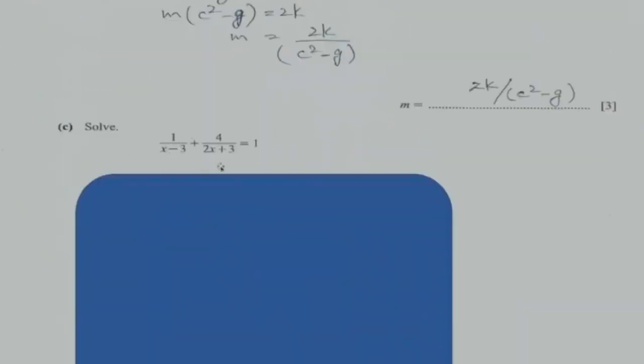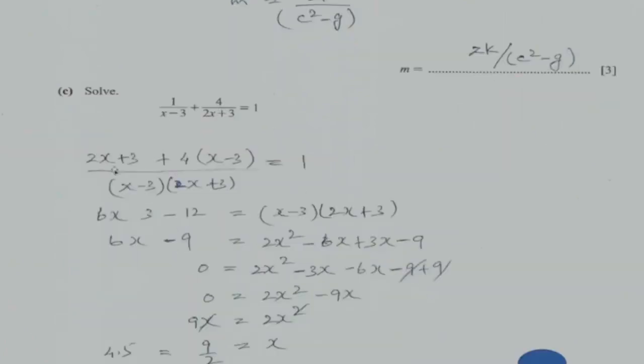Solve this equation. We have to get the denominator like x minus 3 into 2x plus 3. We can solve this. 1 into 2x plus 3 plus 4 into x minus 3. Like 2x, 4x, 6x, plus 3 minus 12 is minus 9.